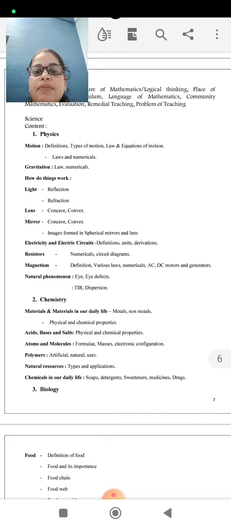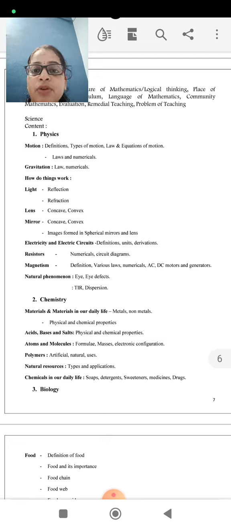Next topic is electricity and electric circuits. Electricity, electric circuits and resistors both come under one topic. In this topic we have to learn the definitions and unit derivations in electricity and circuits. Next, resistors means numericals and circuit diagrams. Actually, in this topic we have drift velocity, mobility, and positive and negative drift velocity. Next, we have resistors and circuit diagrams.